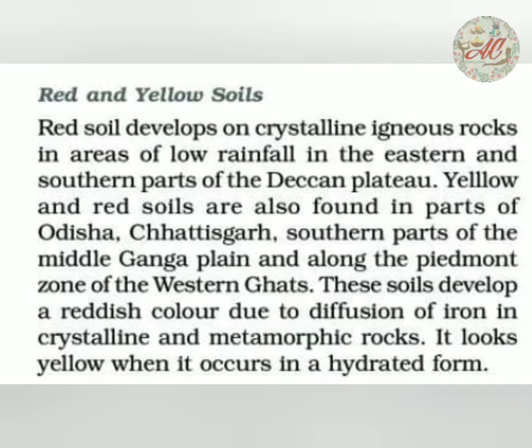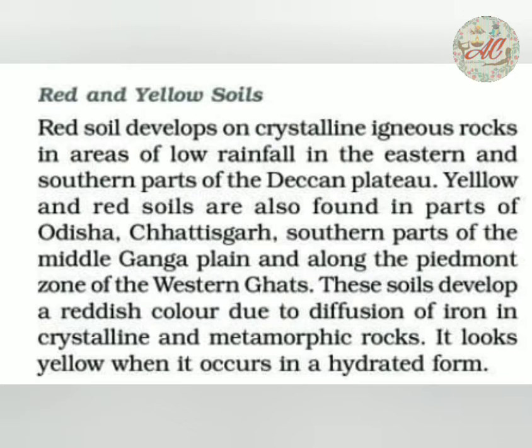Red soils develop on crystalline igneous rocks in areas of low rainfall in the eastern and southern parts, right? It looks yellow when it occurs in a hydrated form. And red soil is formed when iron particles get mixed in crystalline and metamorphic rocks. Yellow soil is formed by clay, shells and ferric hydroxide particles which get mixed in the soil. These soils are perfect for tea and coffee plantations.